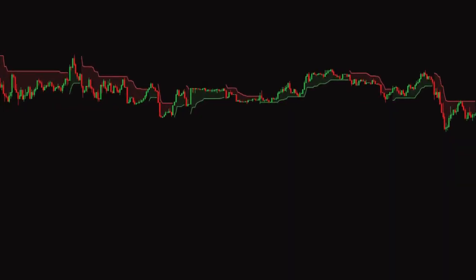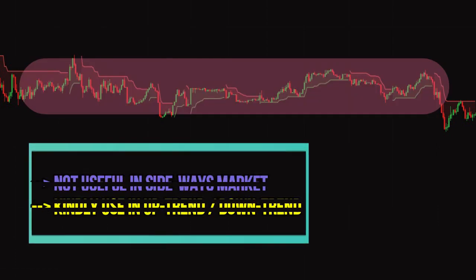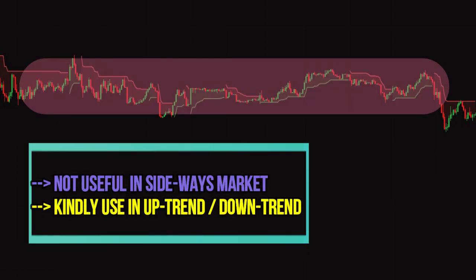But do remember, this strategy cannot work very well in a sideways market. It may give you false buying and selling signals, so your stop loss may get hit many times. So it is suggested to use this indicator in an uptrend or downtrend only.